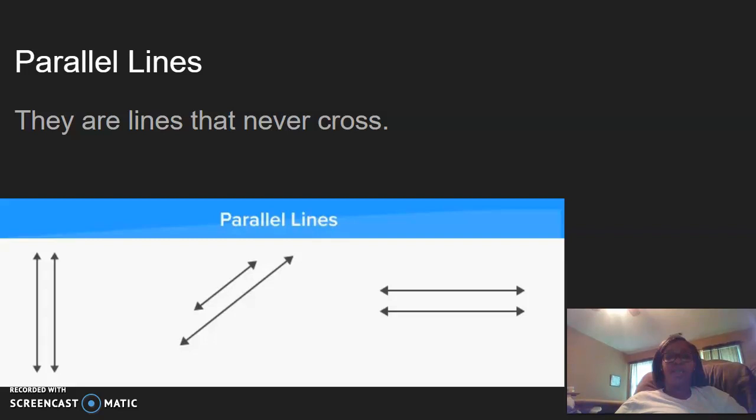All right, let's talk about parallel lines. They are lines that never cross. You see these? You see how they're side by side? If we were to take this line and keep going forever and ever in that direction, or the other direction, as well as this one, they will never cross. They're called parallel lines. Same thing here. Parallel lines are lines that never cross.